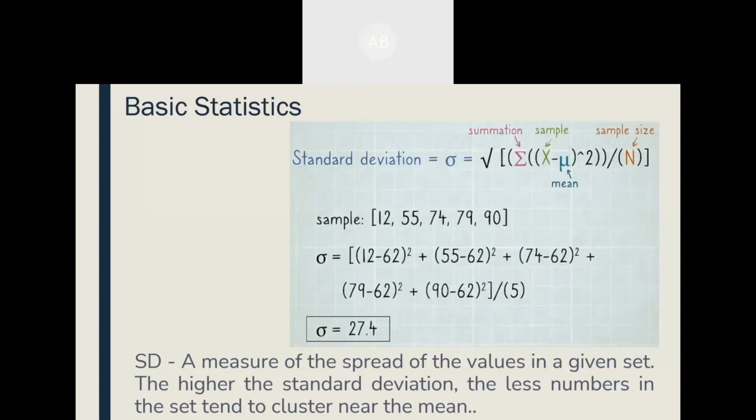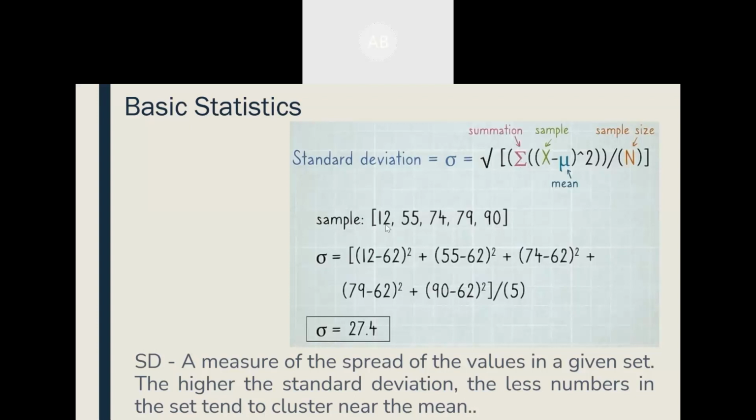If the standard deviation is lower, the numbers in the set tend to cluster near the mean. Sometimes if you fit a curve to the distribution, you will see that it becomes a bell-shaped curve, and depending on the value of your standard deviation, the spread of the curve may either be tightly packed or sparsely packed. Anyway, how is the standard deviation calculated?